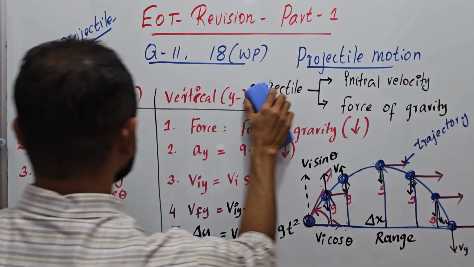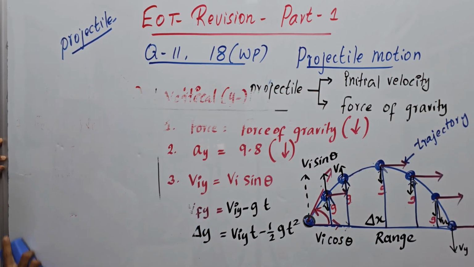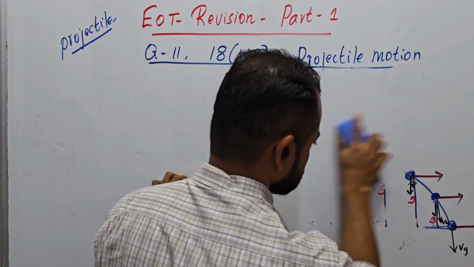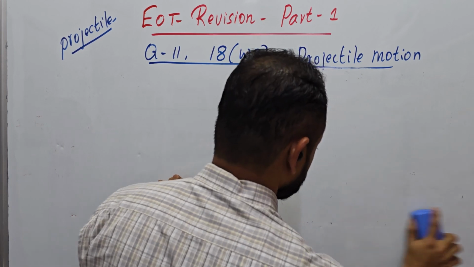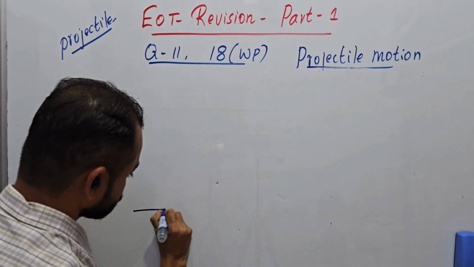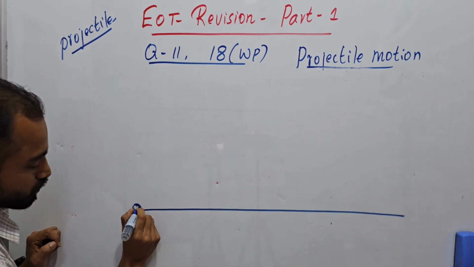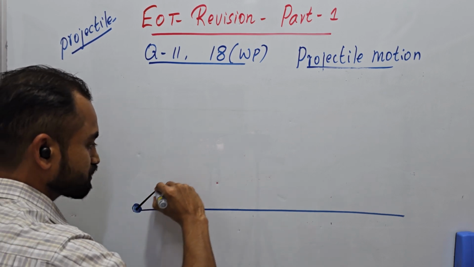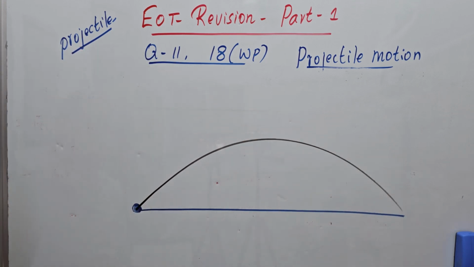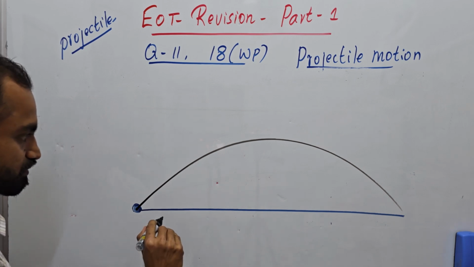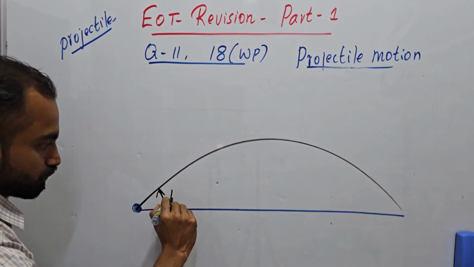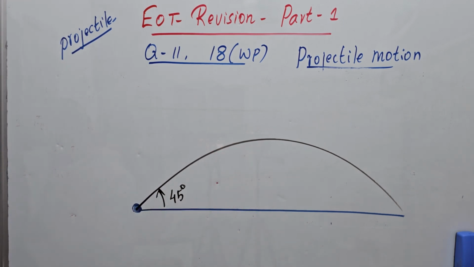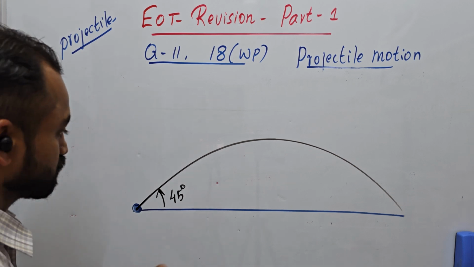So I will erase this. Okay, this is the ground here. From the ground you are throwing something. At what angle will it reach the maximum distance? At an angle of 45 degree, right? So if you throw an object at 45 degree, it will reach the maximum distance for a given speed.